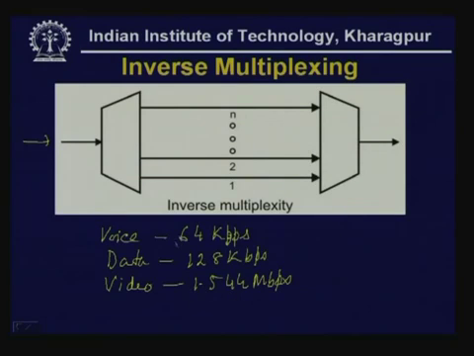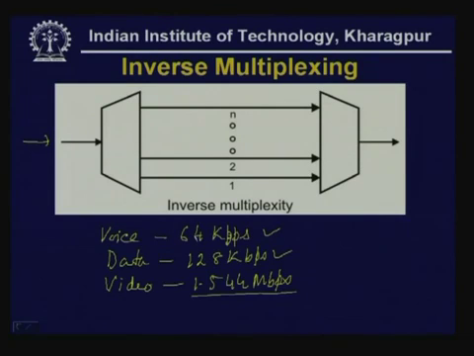Now, the user can hire a medium of transmission capacity 1.544 megabits per second. Then whenever it wants to send video, it will make full use of the transmission bandwidth. However, whenever it is sending data, that bandwidth is not fully utilized, or whenever it is sending voice, the transmission bandwidth is also not utilized. Let us consider the other alternative.